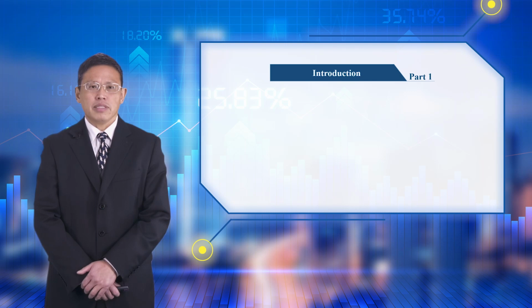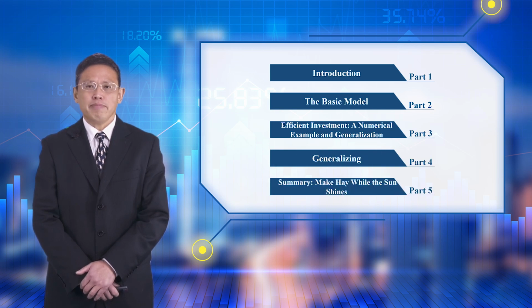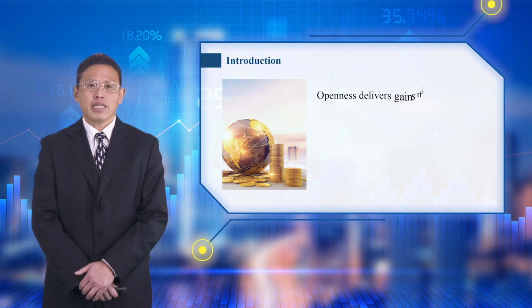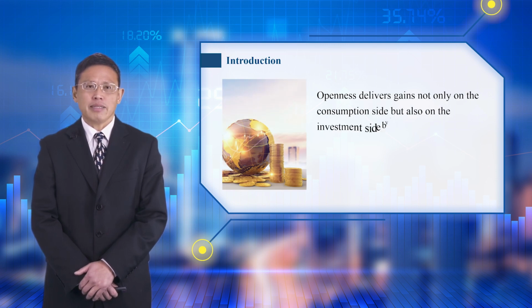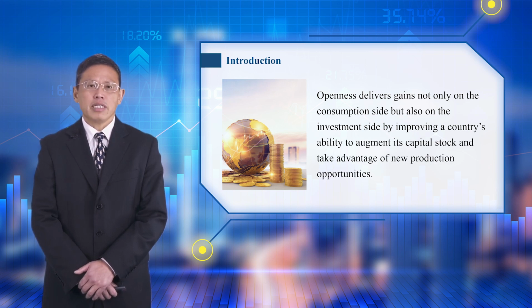1. The model. It includes: 1. Introduction to the basic model. 2. The basic model. 3. Efficient investment, a numerical example and a generalization. 4. Generalizing. 5. Summary. 1. Introduction. Urbanization delivers gains not only on the consumption side, but also on the investment side by improving a country's ability to augment its capital stock and take advantage of new production opportunities.